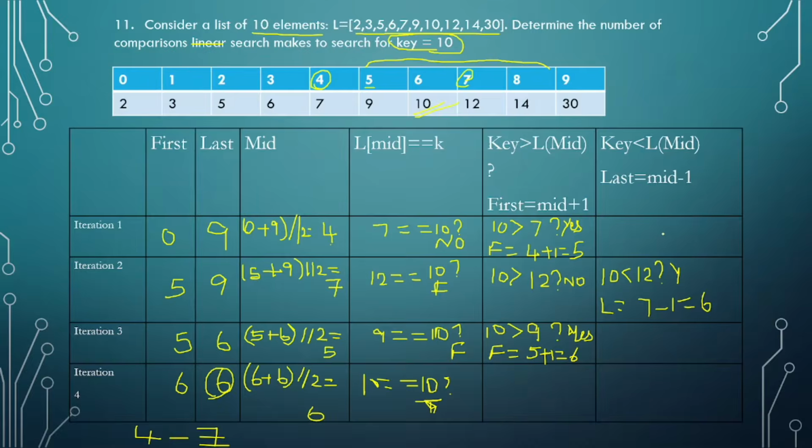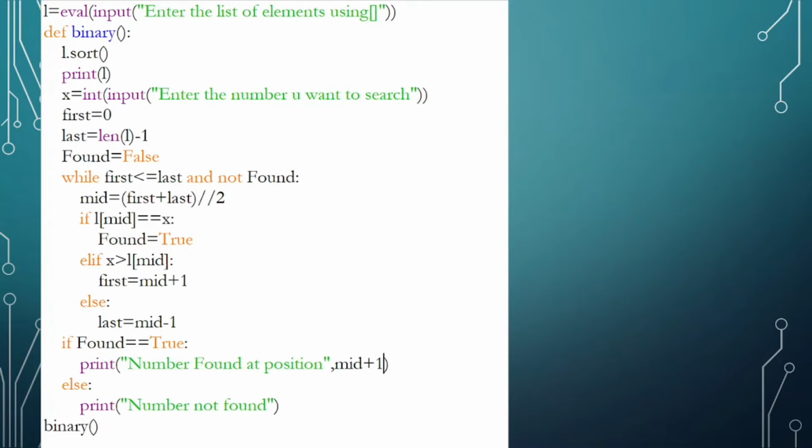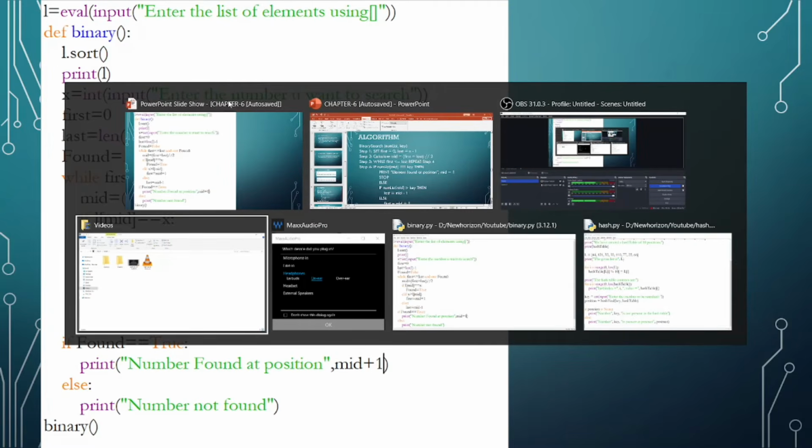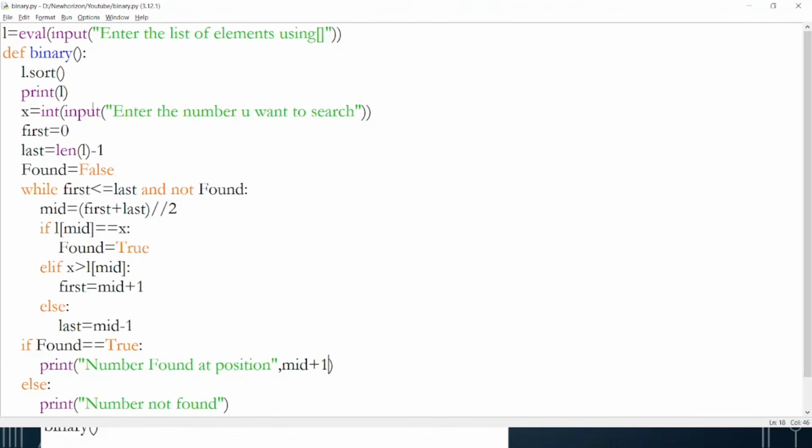Okay, now let's see the program. I'll show the program in IDLE. So this is a program of binary search. Again, I'm using it here. L is my list and I'm using the eval function. In the eval function, you have to use the square bracket to collect all the list elements. And I'm giving here def binary, which means I'm creating a function here, and I'm not passing any argument.